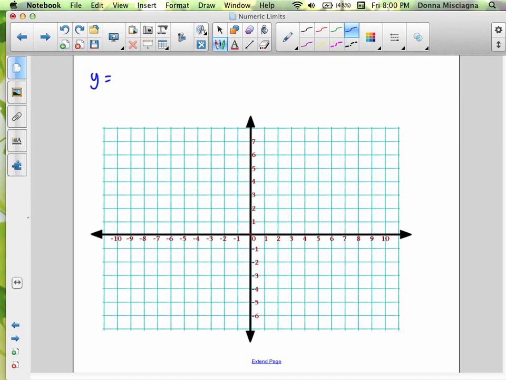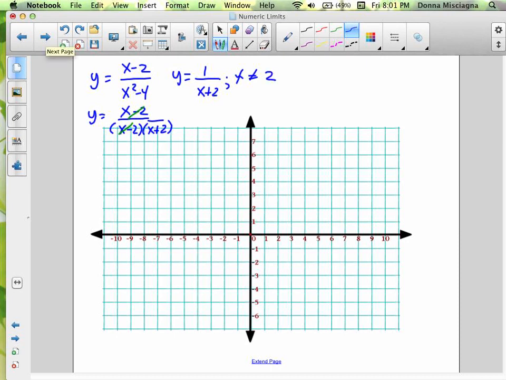Our function was y = (x - 2)/(x^2 - 4). That's equivalent to y = (x - 2)/((x - 2)(x + 2)). We could factor that x^2 - 4. Notice that we could cancel those x - 2's. So now we could rewrite this as y = 1/(x + 2), provided that x does not equal 2. Because if we plug 2 into the original function, we're going to get a 0 in the denominator. All right, so let's graph this function, y = 1/(x + 2), provided that x is not equal to 2.